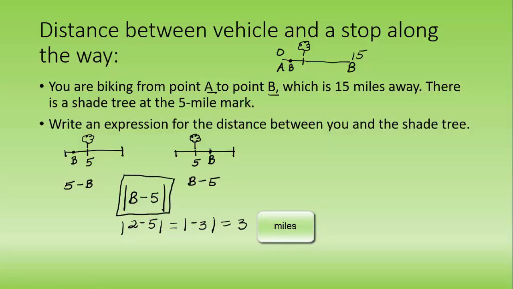Notice that nowhere in these expressions did I use the total distance of my journey. When you're calculating the distance between a moving object and a stationary object somewhere along the journey, this information is irrelevant. You don't need it. Let's look at a new situation.